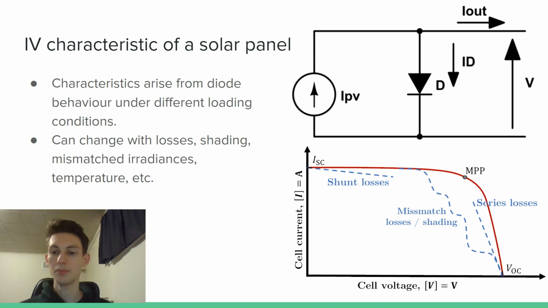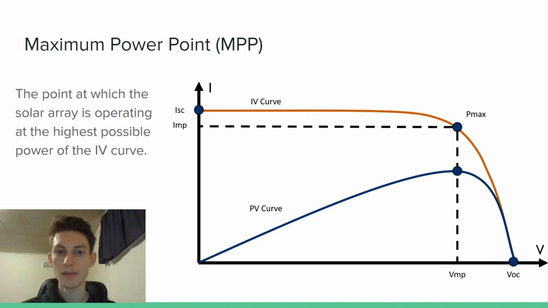And this might not be as simple as what's seen on the diagram. So we have things like shunt losses, series losses, mismatch losses if you have multiple cells in series or in parallel, as well as shading losses. And what can happen is these losses can cause you to have a bumpy curve as opposed to a nice smooth curve as shown in the red. So we're trying to find the maximum power point. This is the point at which the solar array is operating at the highest possible power. And the reason we want this is because we want to transfer that power to some load.